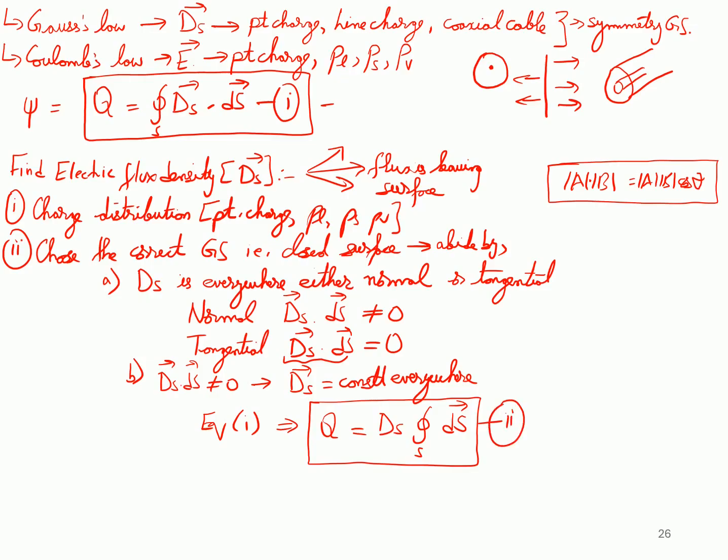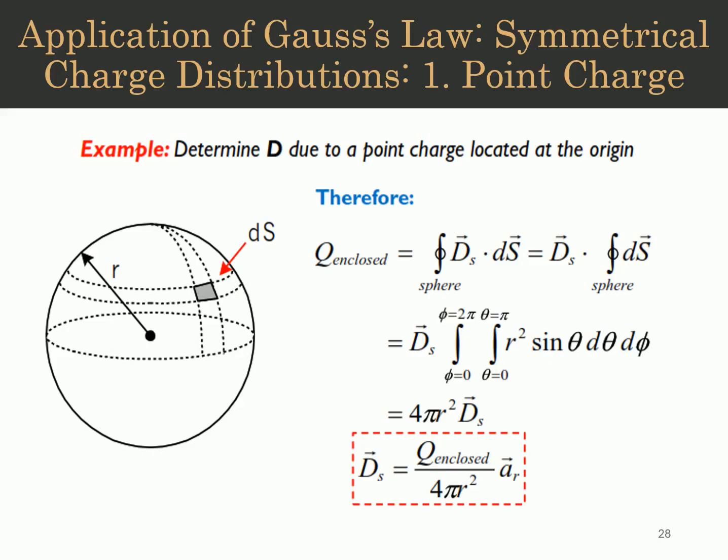So equation number 2 is now our simplified representation of the Gauss's law around any closed or symmetric surface. Now once we know this, let us find the value of electric flux density for a point charge. The idea is such: we want to find the value of electric flux density due to a point charge which is located at the origin.